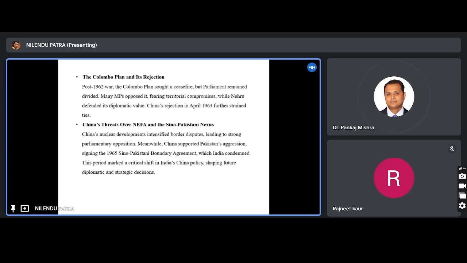Chinese threat and the Sino-Pakistani nexus. China's nuclear developments intensified border disputes, leading to strong parliamentary opposition. Meanwhile, China supported Pakistani aggression, signing the 1965 Sino-Pakistani Boundary Agreement, which India condemned. This period marked a critical shift in India's China policy, shaping future diplomatic and strategic decisions.